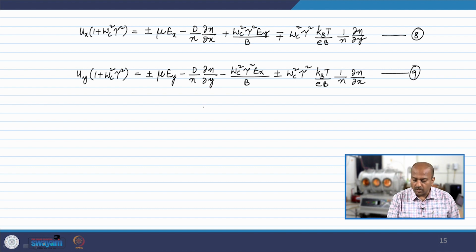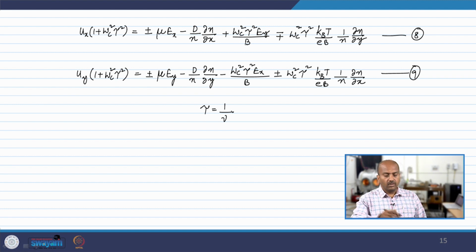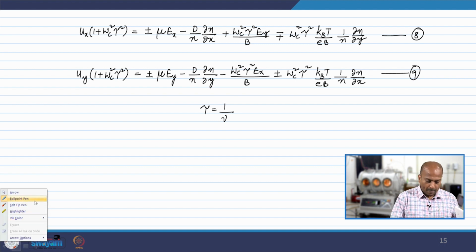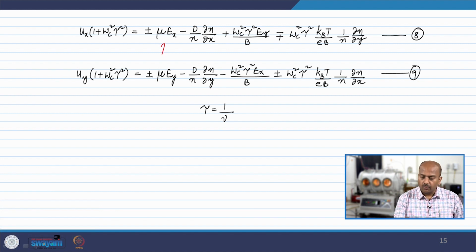Right. Now, what is tau? Tau is 1 by frequency. So, if frequency tells you how many collisions will happen per unit time, tau is the relaxation time. It is the time between collisions, or between two successive collisions. Right. Now, you have 4 terms on the right hand side for each velocity. Right. So, we have 1, 2, 3, 4.